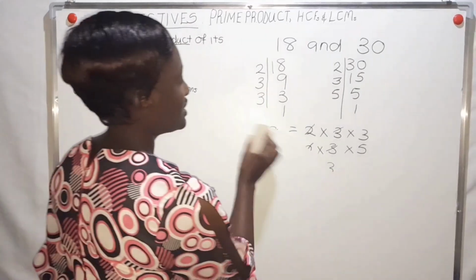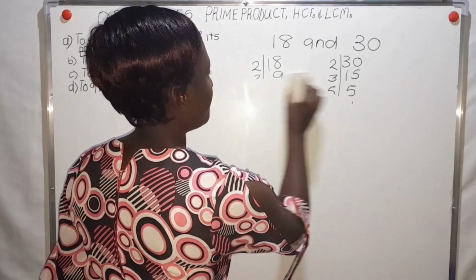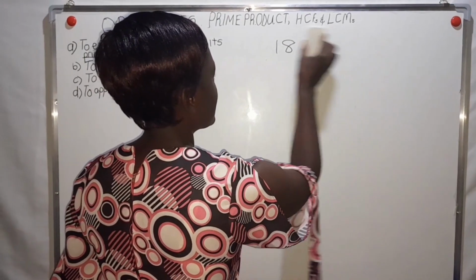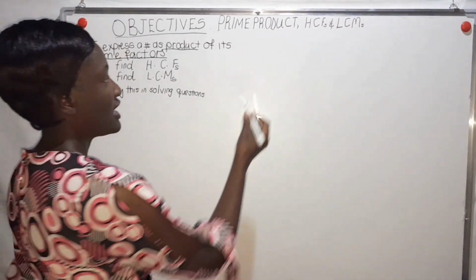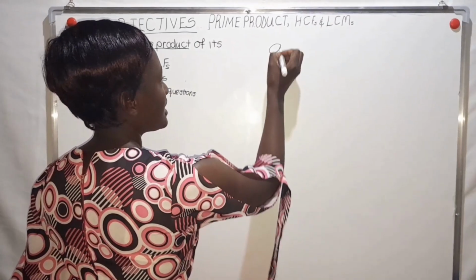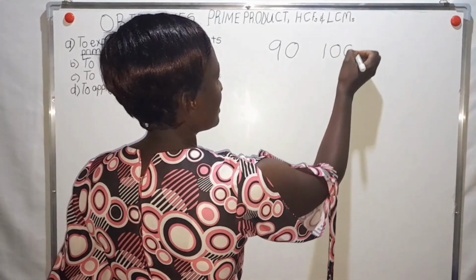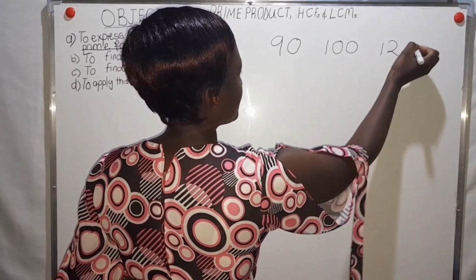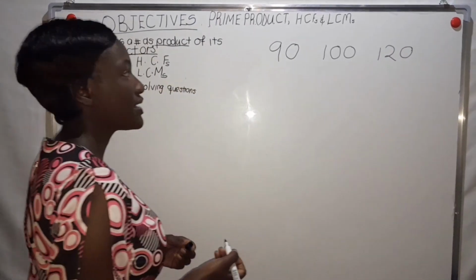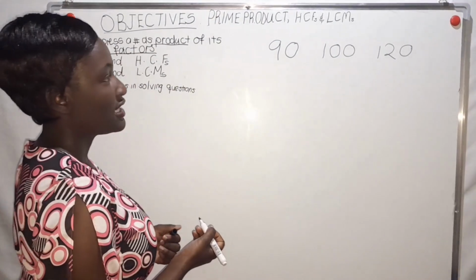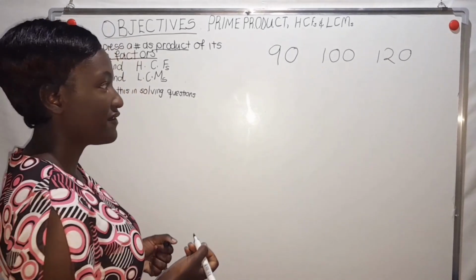We want to proceed to find the highest common factor. Let's say we are given 3 numbers. For example, we are required to find the highest common factor of 90, 100, and 120. So first of all, we express the numbers as a product of their prime factors.